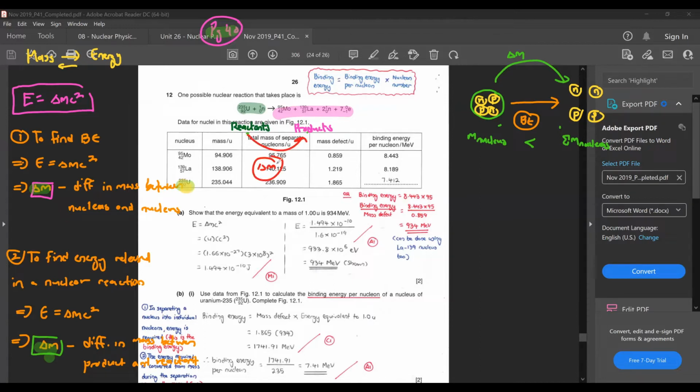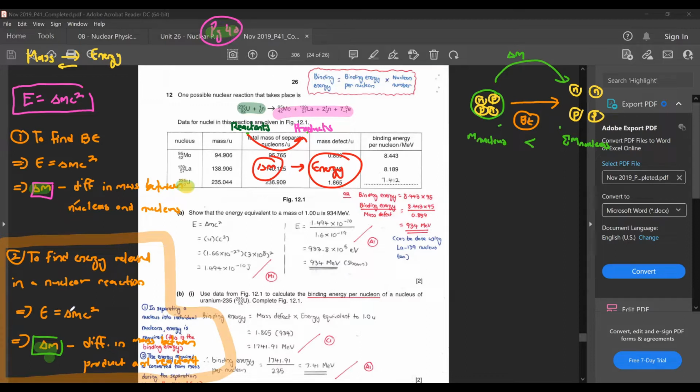Okay, and your mass changes here actually get converted into energy. So that energy is your energy release here, which you're trying to find out. If you have a difference in mass between reactants and products, it was mentioned to you that you can use this equation to find the energy release during a nuclear reaction.